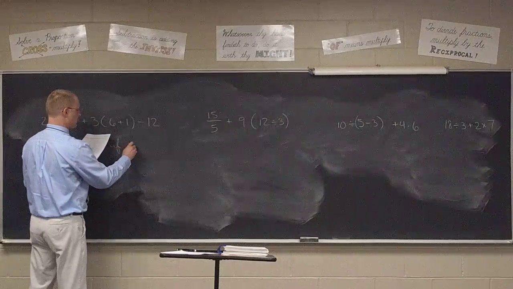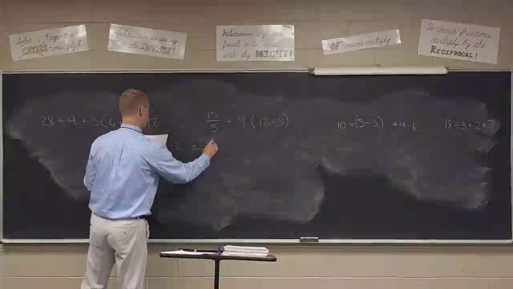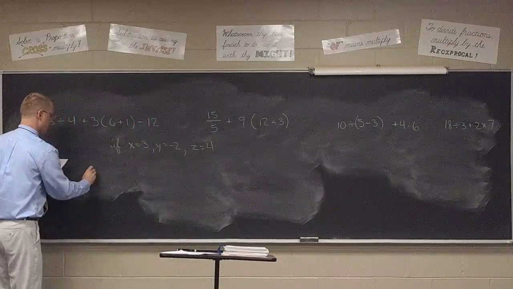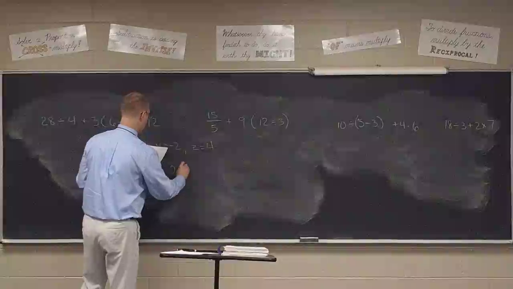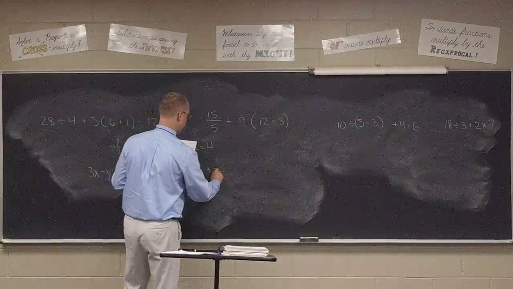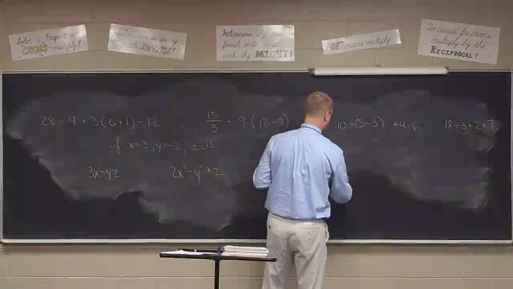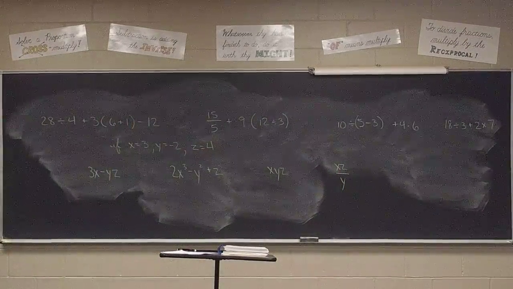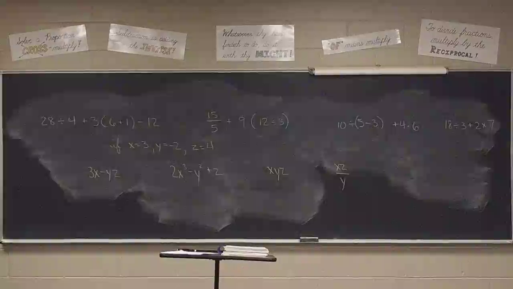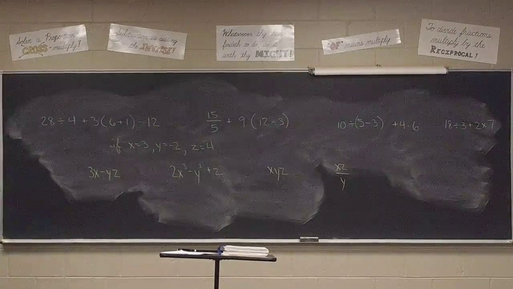Write this down. If x is 3, y is negative 2, and z is 4, find the value of 3x minus yz, 2x cubed minus y squared plus z, xyz, and xz over y. So 8 homework problems. And we will take a look at those in our next lesson.